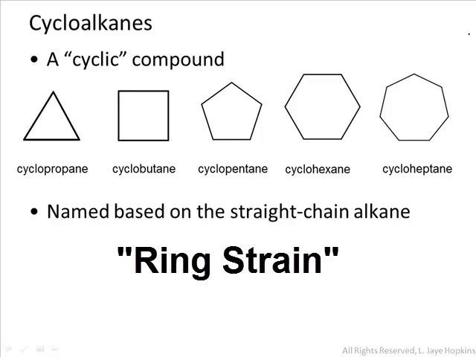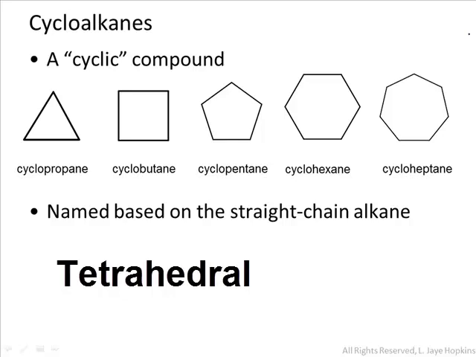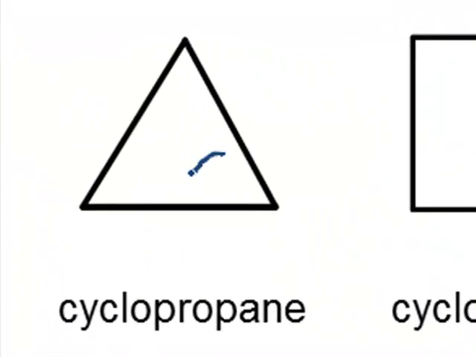When we have these cyclic or ring-like structures, it creates strain on the carbon atoms. Remember, carbons in alkanes have tetrahedral geometry, and tetrahedral geometry has a bond angle of 109.5 degrees. But you might remember from a math class in your past that when we deal with the angles inside of a triangle, we're dealing with a 60-degree angle.